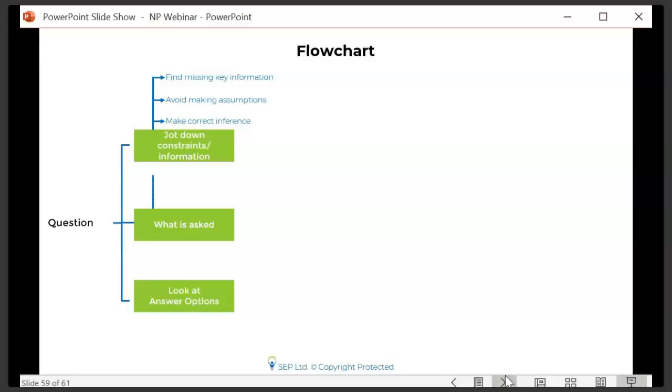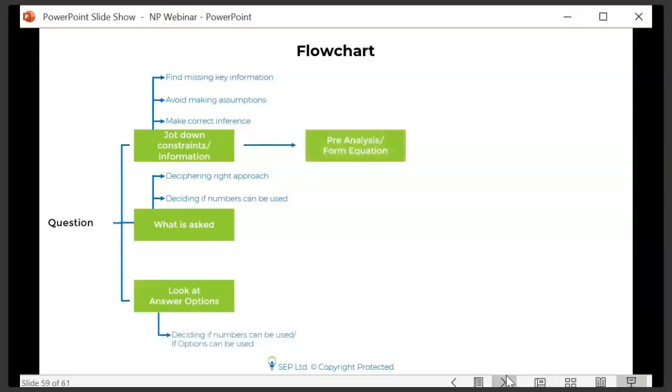Okay. Why do I say write down what is asked? Because then you will be able to decide what approach you need to use. If it's a must be true question, CBD is not there, you know you need to take options. You need to use numbers to solve the question. Looking at the answer option has the same purpose because it helps you decide whether you can take a number or not. Only when you're done with these 3 steps, you start your pre-analysis.